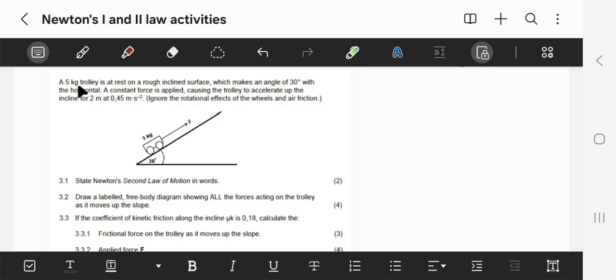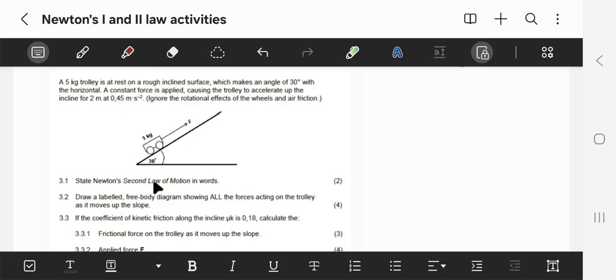The statement reads that a 5 kg trolley is at rest on a rough inclined surface which makes an angle of 30 degrees with the horizontal. A constant force is applied, causing the trolley to accelerate up the incline for 2 meters at 0.45 meters per second. Ignore the rotational effects of the wheels and air friction. This is our object on an incline, and this is our incline. As we can see, we do not know the force at which this object is being pulled. And 3.1 says state Newton's second law of motion in words.